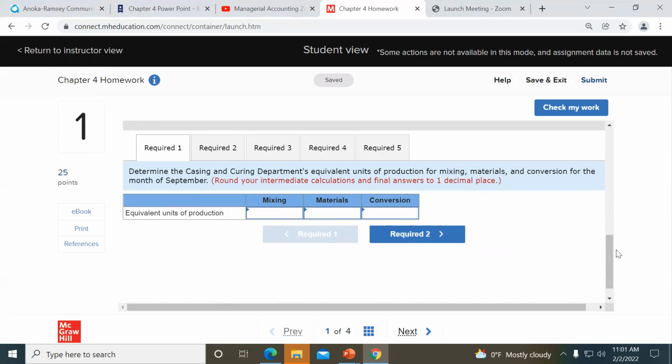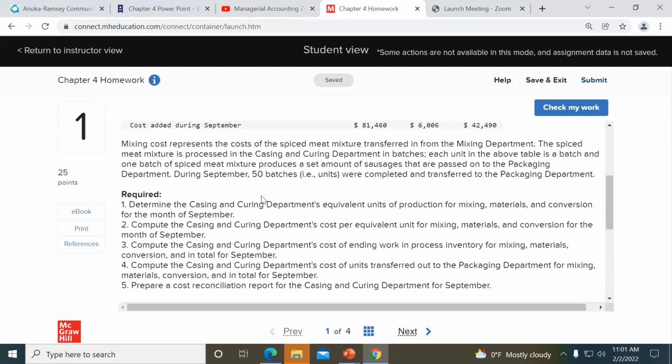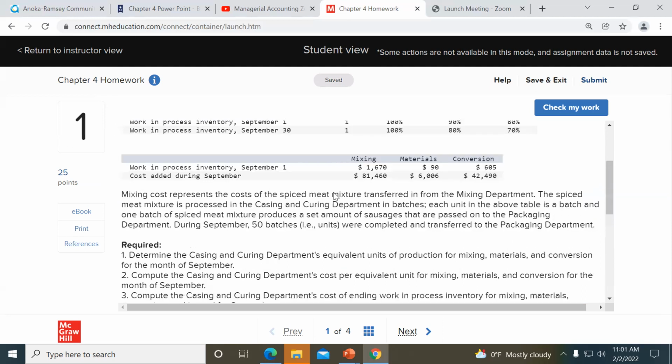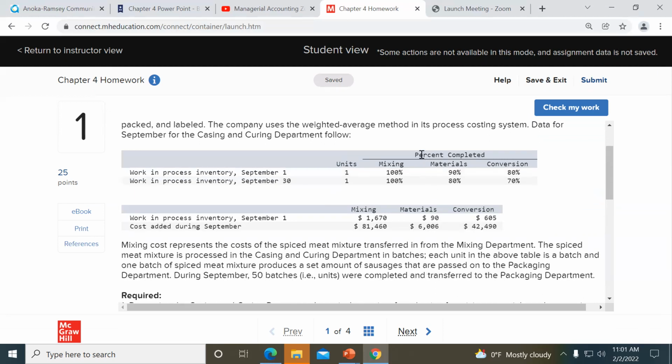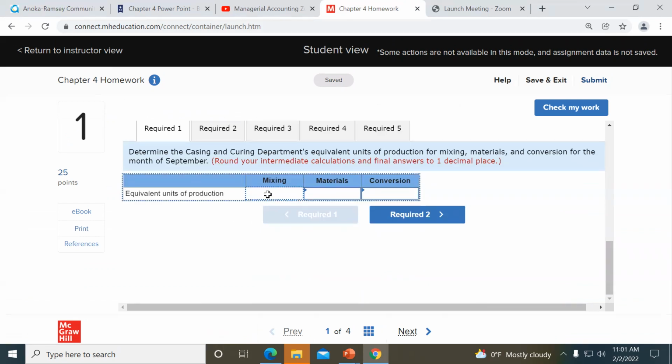So how are we going to figure that out? This is the equivalent units of production. How many units got transferred to the next department? 50, right? And in the materials with mixing, the mixing was complete by 100%, right? So wouldn't this mixing be 51? What was transferred out? Here, let me do an Excel. Sometimes that's helpful.